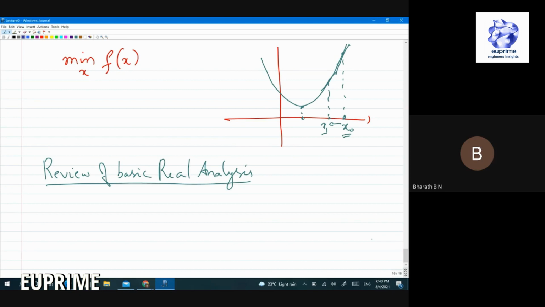Suppose I give you a sequence, right? So what is a sequence? A sequence is basically x1, x2, x3, and so on. By the way, I won't be very rigorous as a mathematician, but if you want to learn more about this, maybe you should read a book on real analysis, which will be a rigorous treatment.